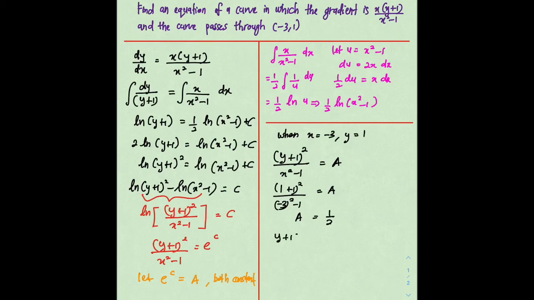(y + 1)²/(x² − 1) is equivalent to 1/2. So (y + 1)² is equal to 1/2 (x² − 1). This is your equation of the curve in which the gradient is x(y + 1)/(x² − 1) and it passes through the point (−3, 1).